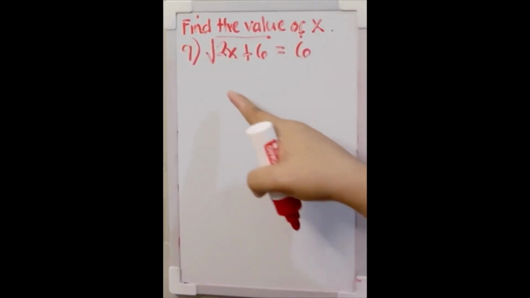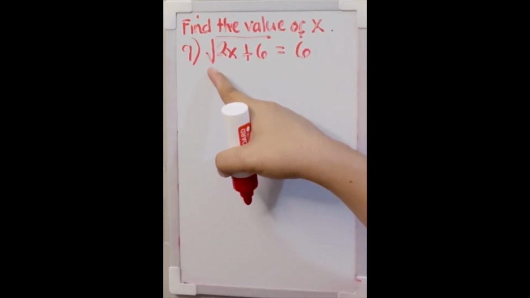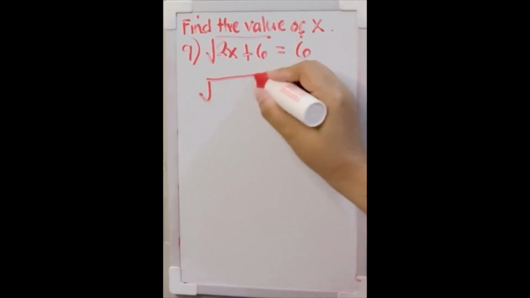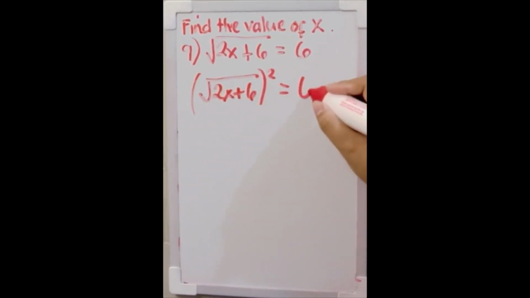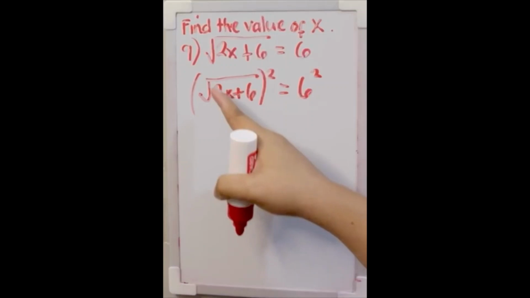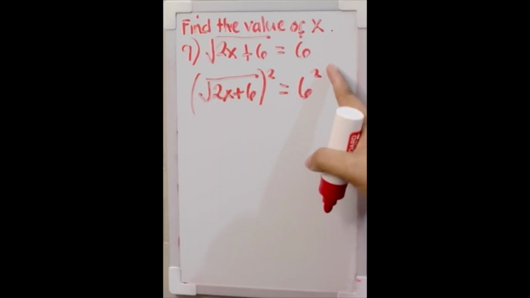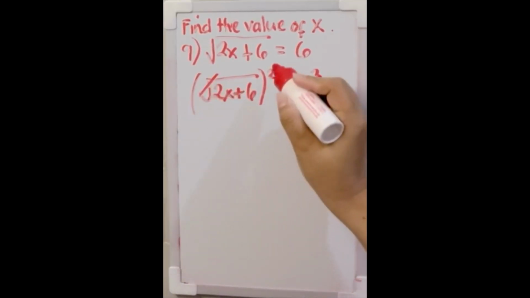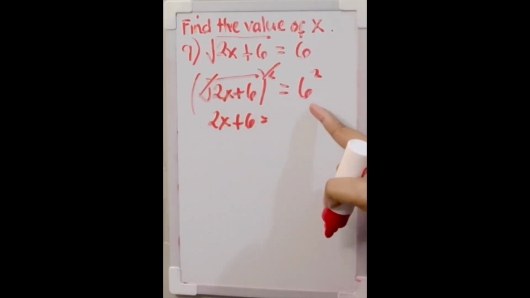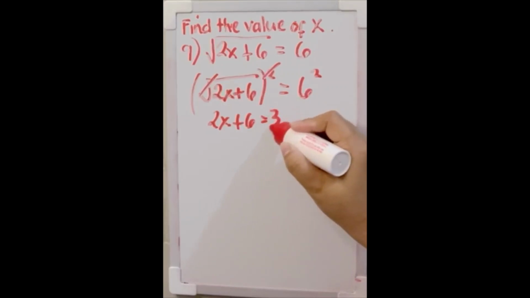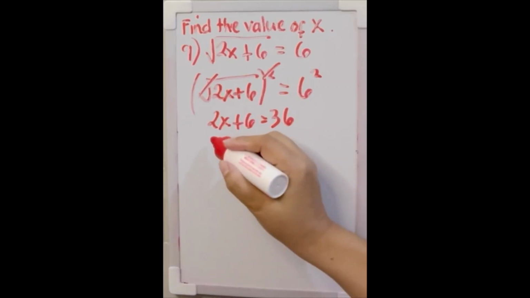Example number 9, we have the square root of 2x plus 6 equal to 6. We need to remove the square root here first, and we can do that by making the quantity here squared and also 6 here. So 6 squared. So you have the square root of 2x plus 6, raised to the power of 2, equal to 6 squared. So you will be canceling this. So what is left is 2x plus 6 equal to 6 squared, or 6 times 6, which is equal to 36.